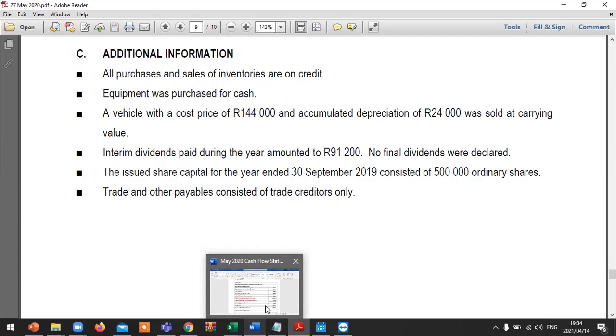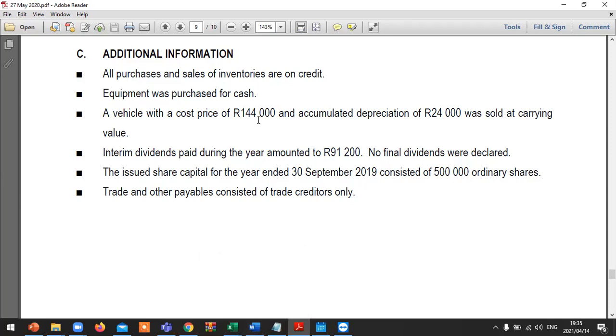Okay, I get what you're saying. So your question is, what happens if we are only given a cost price, for example, but we are not given the accumulated depreciation? And vice versa, if it's possible. All right. So if they give you the cost price only, they will also give you the carrying value. So it's impossible to be given the cost price only.